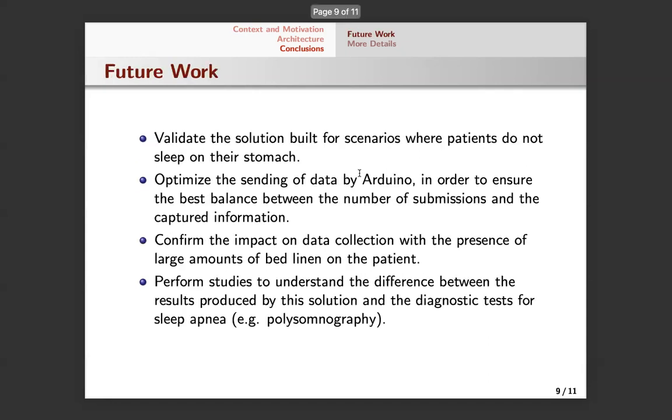Well, future work. First, validate the solution built for scenarios where patients don't sleep on their stomach. Optimize the sending of data by the hardware in order to ensure the best balance between the number of submissions and the captured information. Confirm the impact on data collection with the presence of a large amount of baseline on the patient, and perform studies to understand the difference between the results produced by the solution and the diagnostic exam for sleep apnea, for instance, polysomnography.